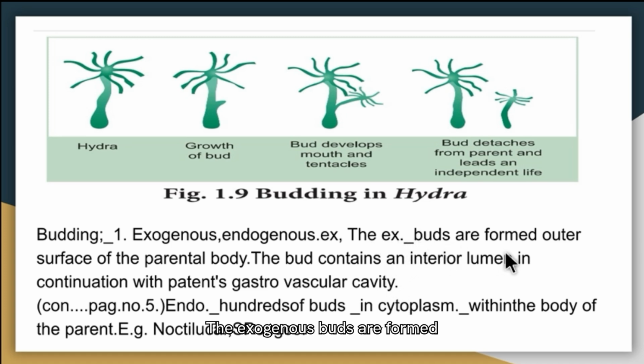The exogenous buds are formed on the outer surface of the parental body. The bud contains an interior lumen in continuation with the parent's vascular cavity. Yes, in endogenous budding, hundreds of buds are present. The buds are present only inside of the animal body, within the cytoplasm of the parent. Some of them go outside, some wait in the parent. Example, Noctiluca. Another one is the sponges.